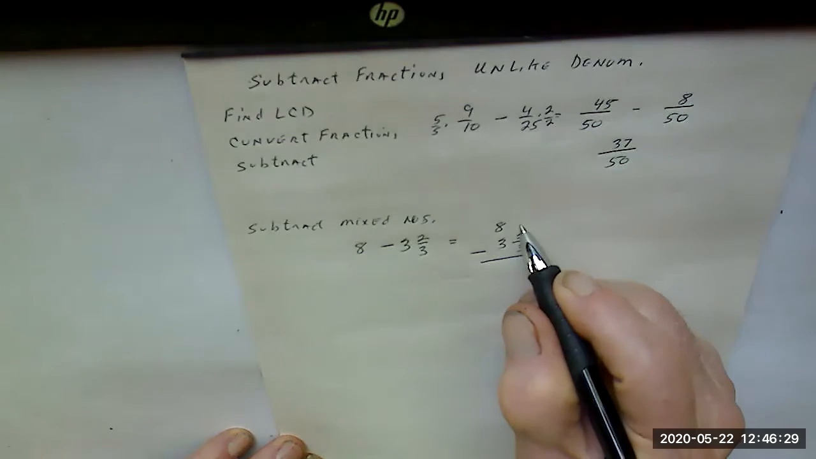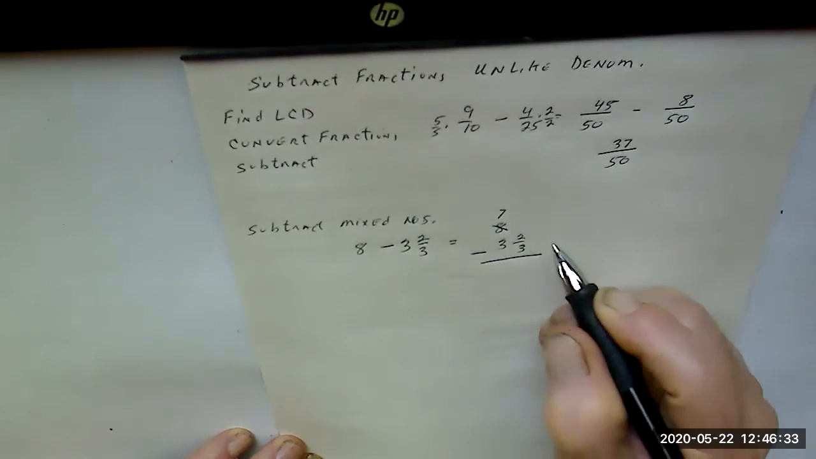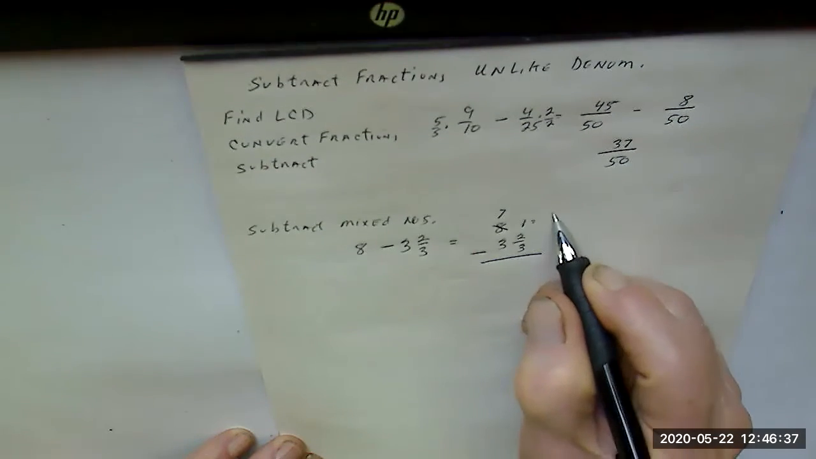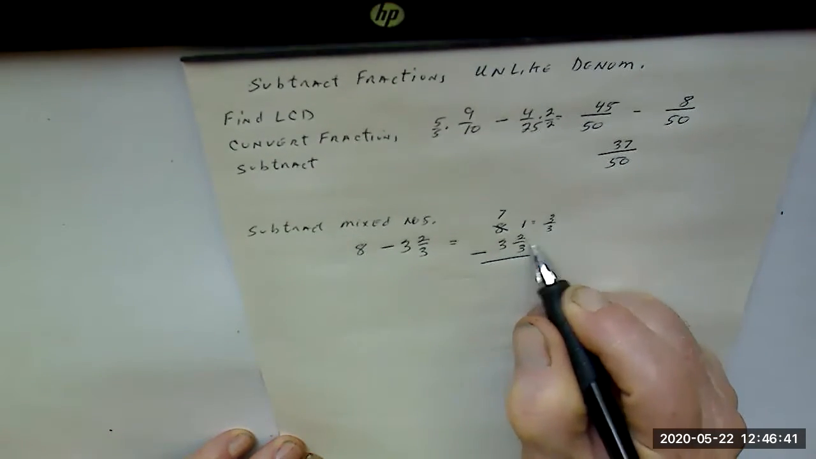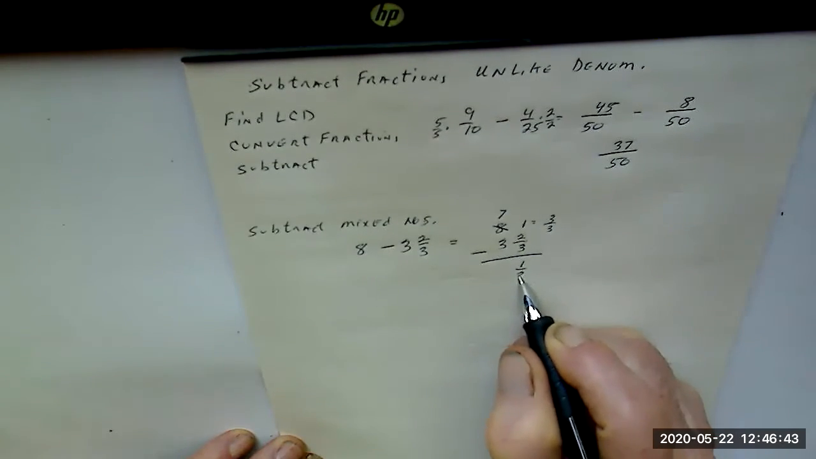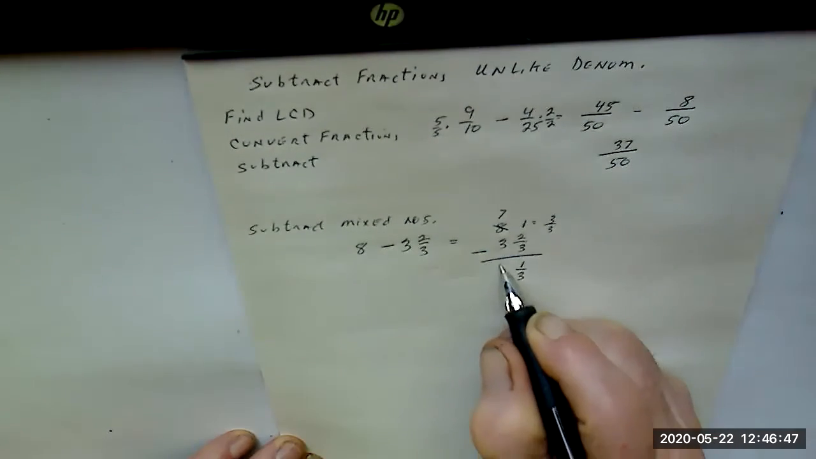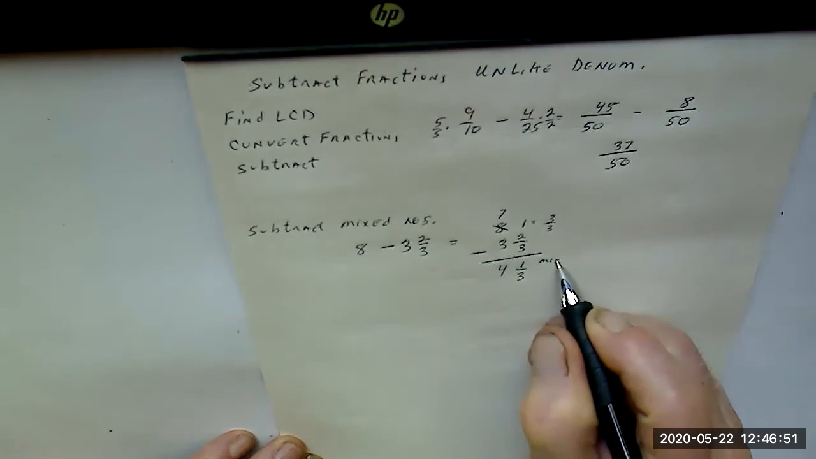We can't take 2/3 from blank. So we borrow 1 from the 8, which makes that a 7. Where we borrow the 1 becomes 3/3. And now we're able to subtract 2/3 from 3/3, coming up with 1/3. Subtracting 3 from 7, we have the answer 4 1/3 as a mixed number.